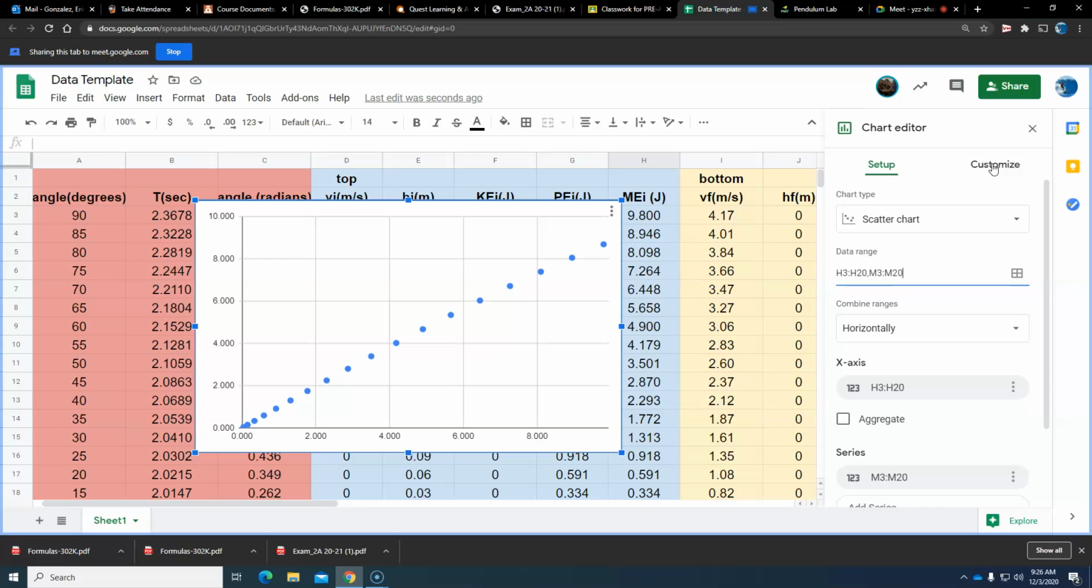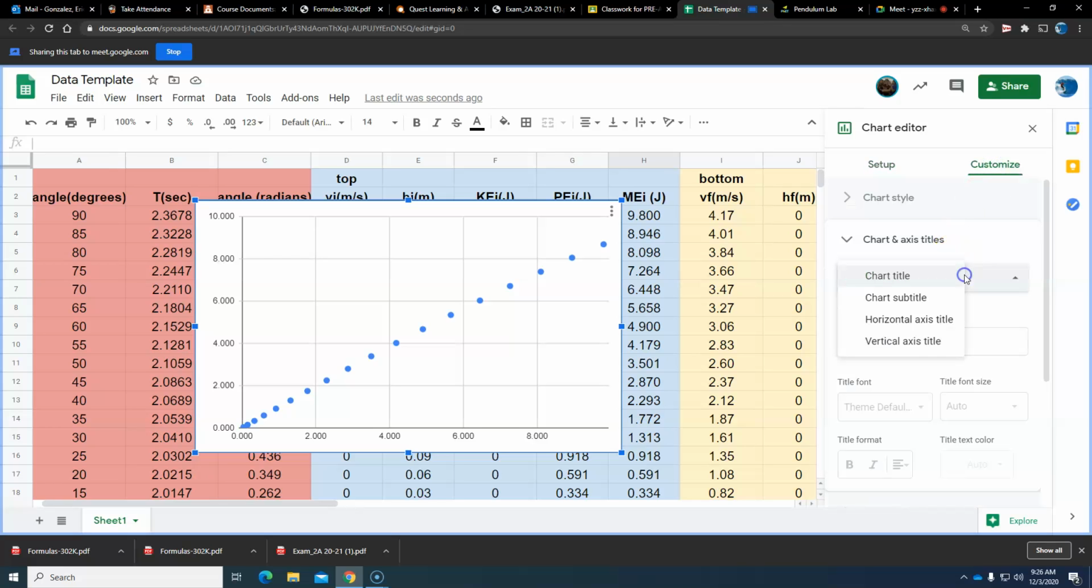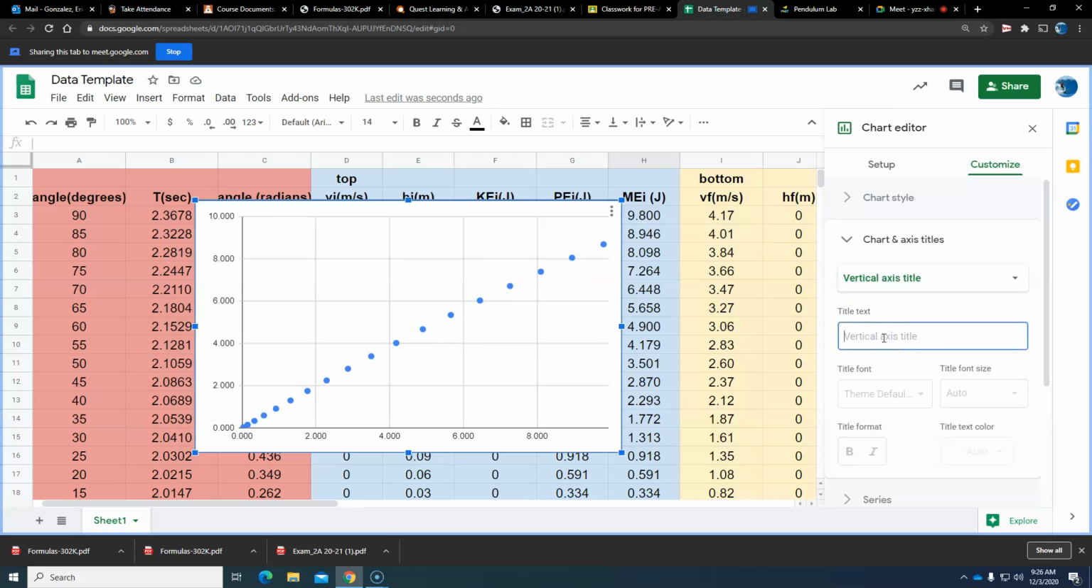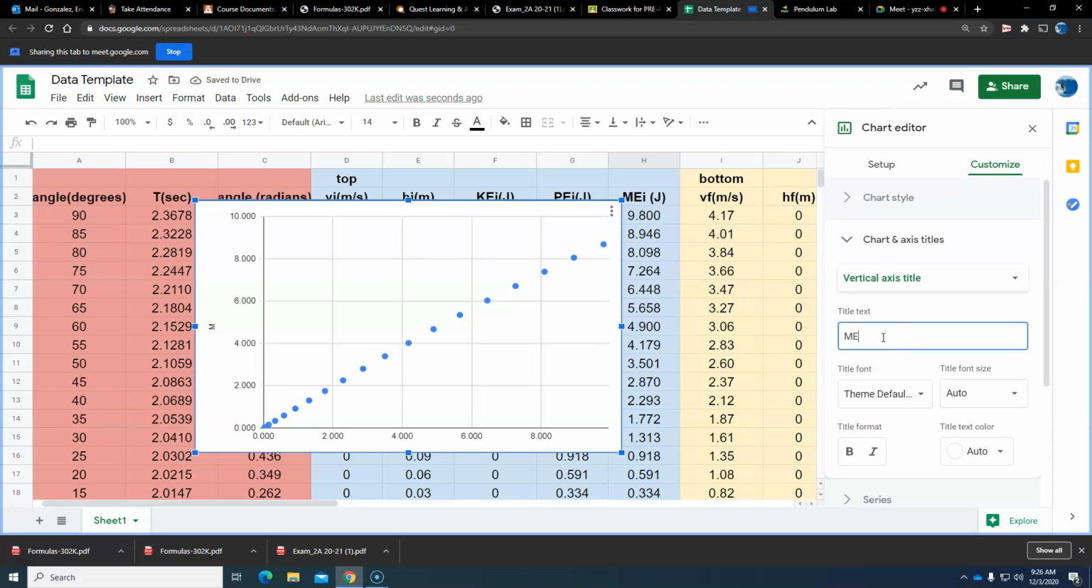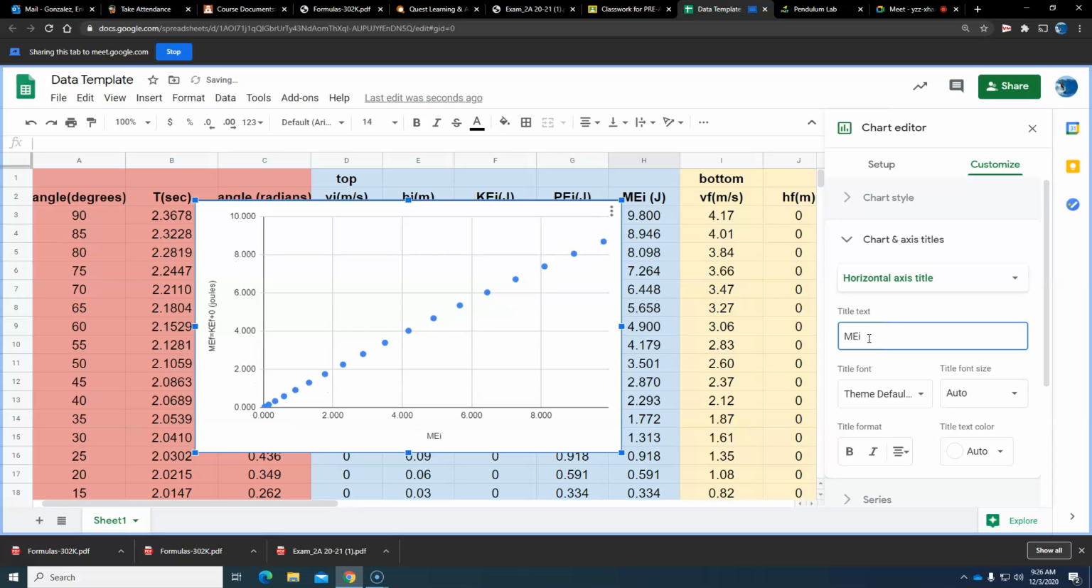So now we go to customize, axis title. I won't put a title. The vertical axis is mechanical energy final, which is equal to kinetic energy final plus 0. Okay, I will put it like that, and yes, this is going to be in joules. Joules is the unit of energy. In the horizontal axis is mechanical energy initial, which is 0 kinetic plus potential energy initial, and this is in joules. I want you to do it like that.